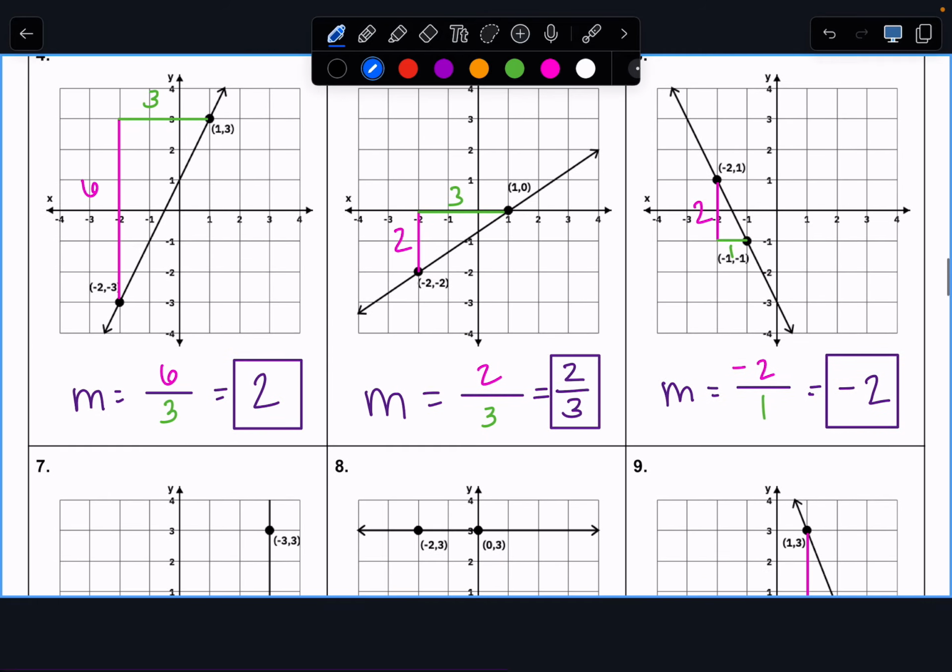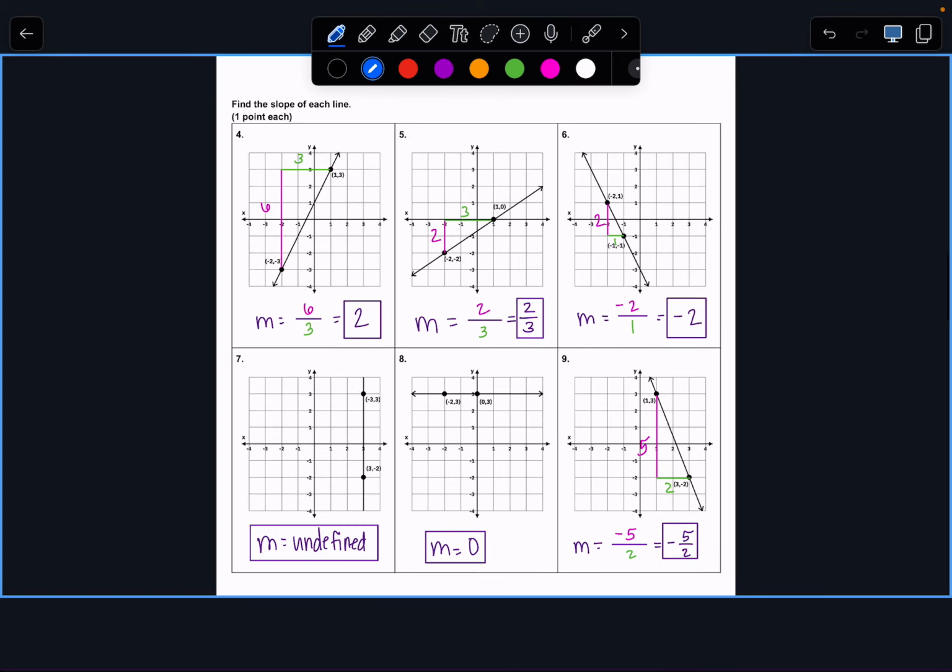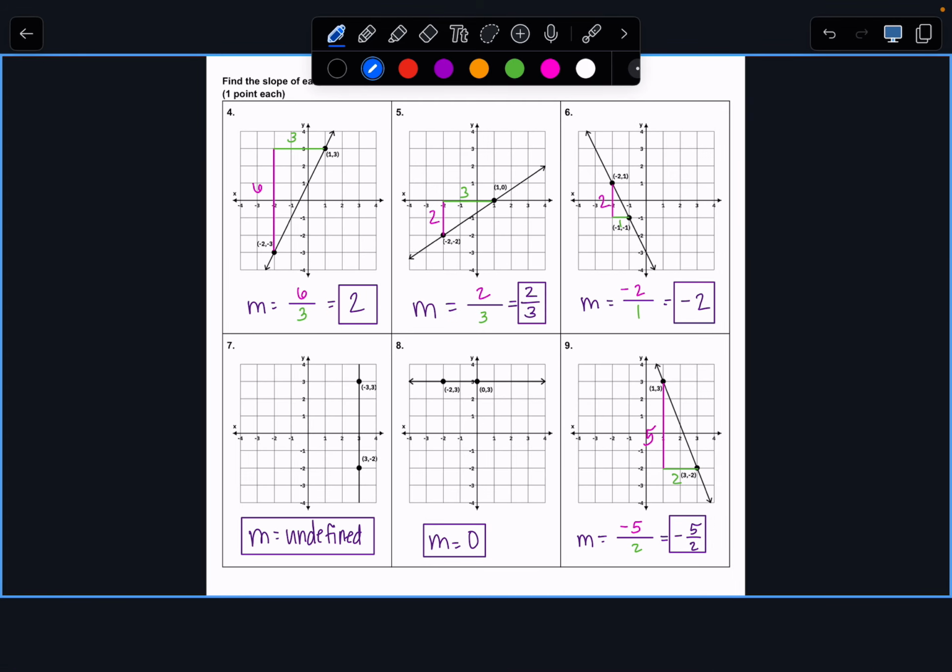Okay, go ahead and turn to page 2. Page 2 is all about slope. So for each of these, you need to figure out your rise over your run, and then make sure you simplify. So like you see in number 4, we rose 6, we ran 3. So I had 6 over 3, but then I have to simplify it to be 2.